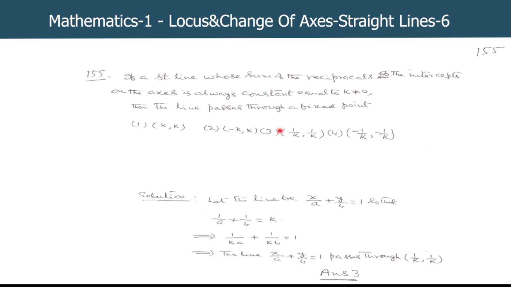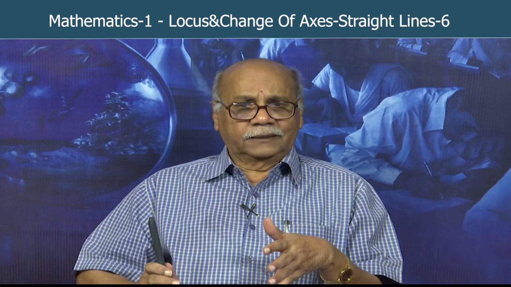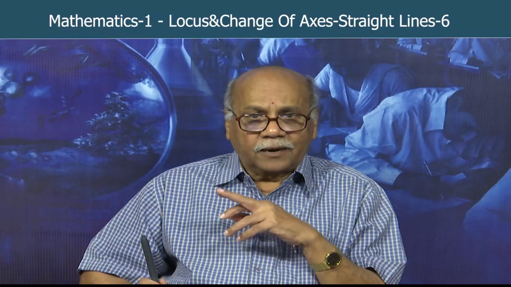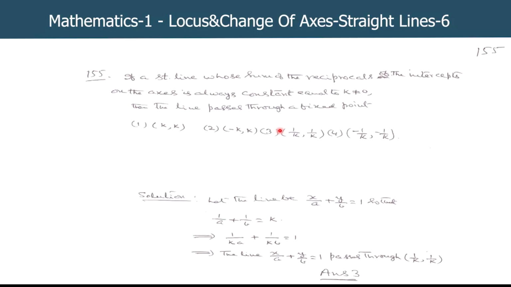For this, some people did this problem in a clumsy way by finding the points of intersection, everything. But it's not necessary, because the sum of the reciprocals is given. So that means 1 by a plus 1 by b is equal to some constant k not equal to 0. So divide by that k, so that you will get 1 by ka plus 1 by kb is equal to 1. So the line passes through 1 by k comma 1 by k.